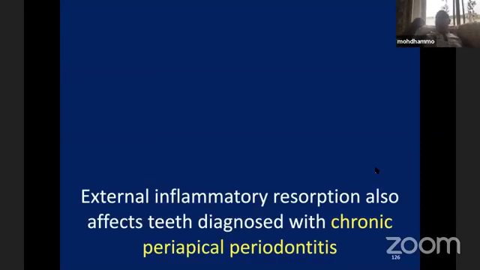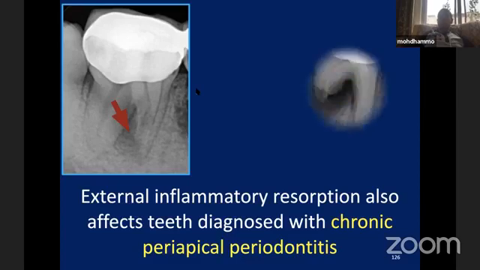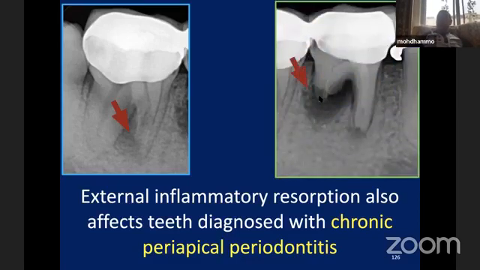Another very important cause of resorption is chronic periapical periodontitis, which means if we have necrotic pulp and the tooth was not treated, it will cause apical periodontitis, and this periodontitis might cause resorption of the root like this case or like this case here.